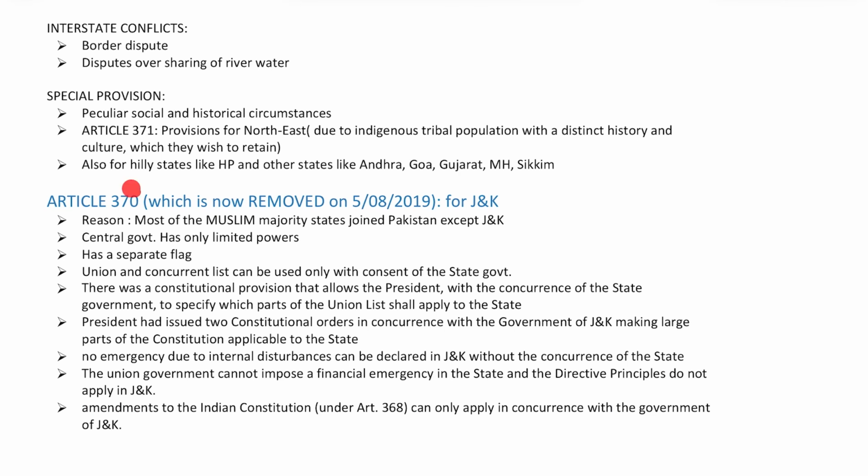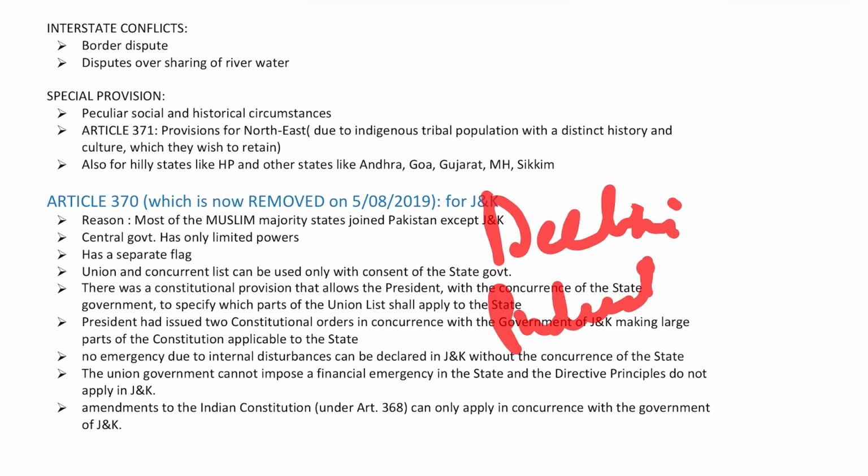So ultimately, in the year 2019, this Article 370 was removed. It was repealed, and Jammu and Kashmir was bifurcated into two union territories. The first is the union territory of Ladakh, and then the union territory of Jammu and Kashmir. So recently there have been Jammu and Kashmir elections also, where the union territory of Jammu and Kashmir also got an elected assembly, just like the states of Delhi and Puducherry.